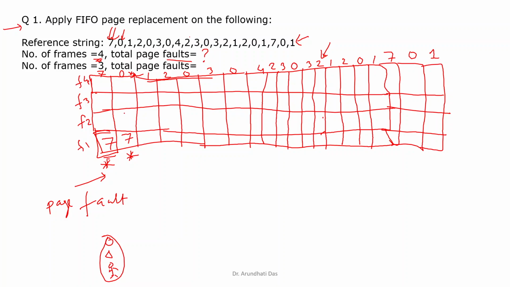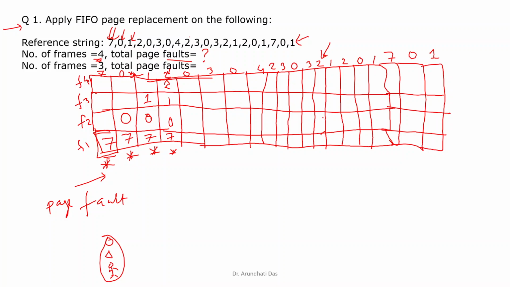In frame 2 now I will bring 0 from the secondary memory. For the third request, 7 and 0 are already there. The third demand is for page 1, so 1 will occupy frame number 3. 1 was not there previously, so a page fault has occurred. Then 7, 0, 1 are in the main memory. The next request is for 2. 2 is not there in the main memory, so a page fault will occur, and I bring 2 from the secondary memory to main memory.